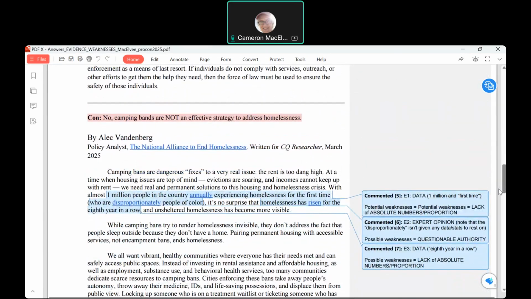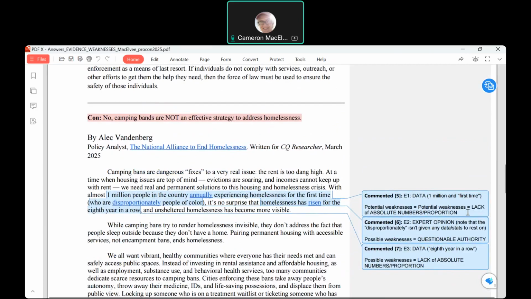Moving on to the negative, to the con, Alec Vandenberg, he says no, camping bans are not an effective strategy to addressing homelessness. How does he know that? His first piece of data is right here. 1 million people in the country annually experience homelessness for the first time. He's citing data, 1 million and first time.